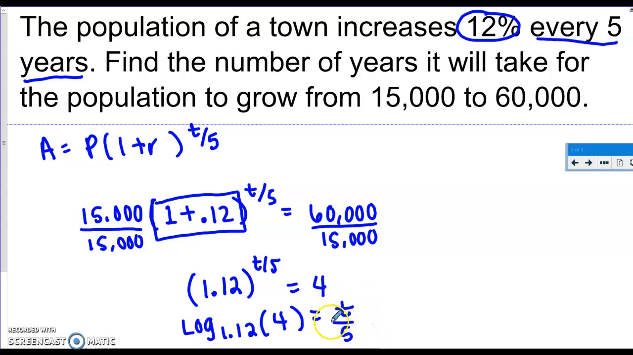So again, I'm not done. Think about what will need to be my last step to getting t by itself if t is getting divided by 5. I will have to multiply by 5. So 5 times log base 1.12 of the argument 4. And I got about 61.2 years.